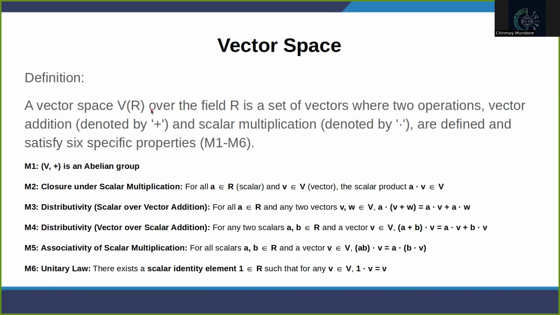So for our ML, we'll study only with the real numbers. We don't need other numbers. So that's why we are going with V over the field R. So it is pronounced as V, vectors over the field R.